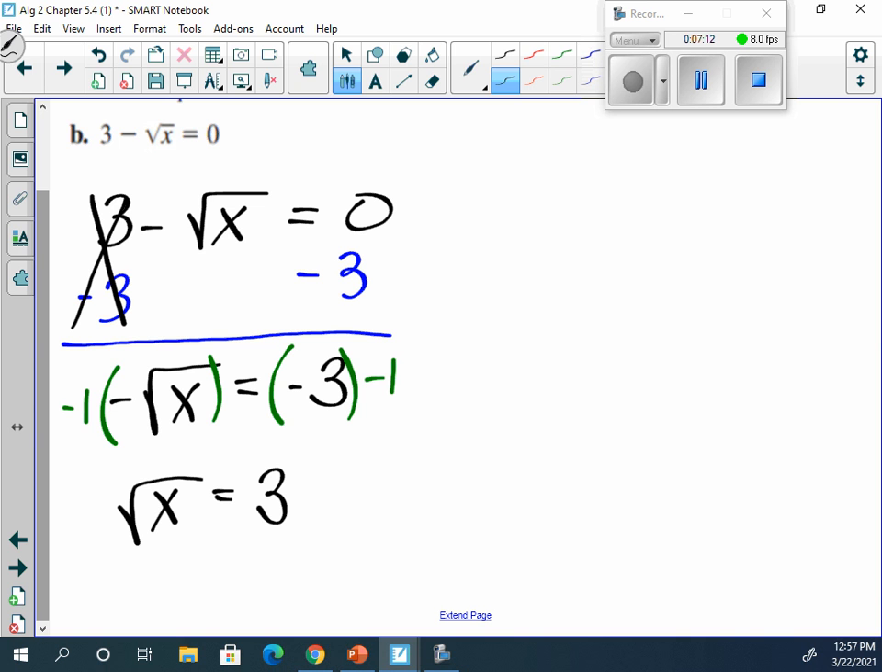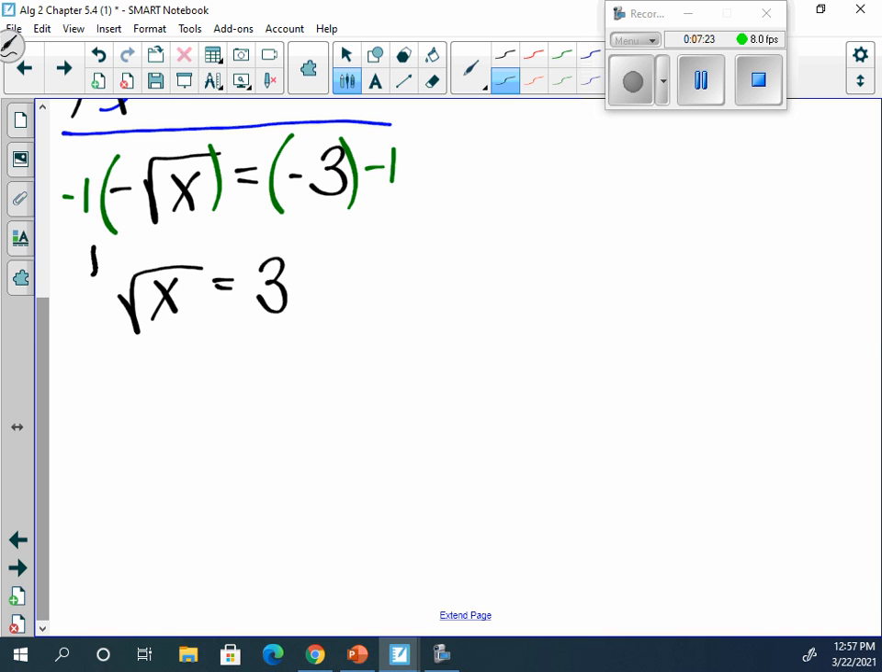Any questions on how we got to this here? Square root of x equals 3. Is the radical by itself? Yes. There's nothing being multiplied in front or added or subtracted to it. So that leads us to step number 2. Put both sides to the nth power.